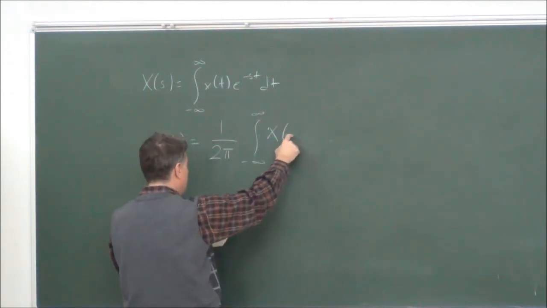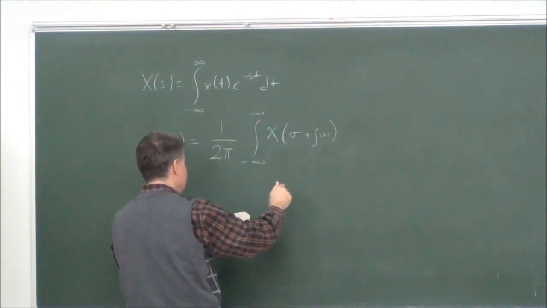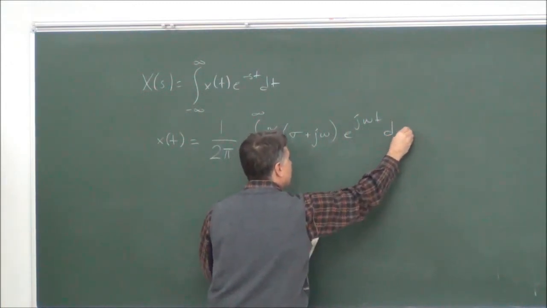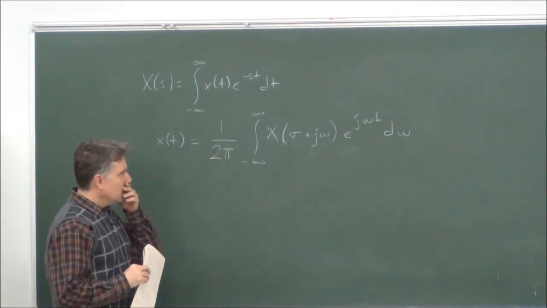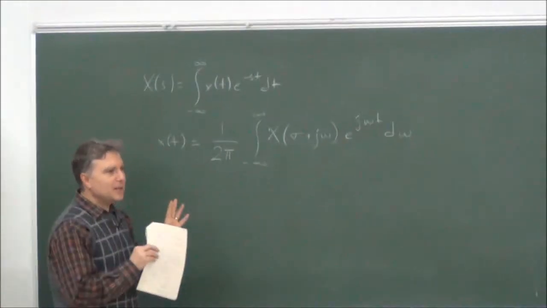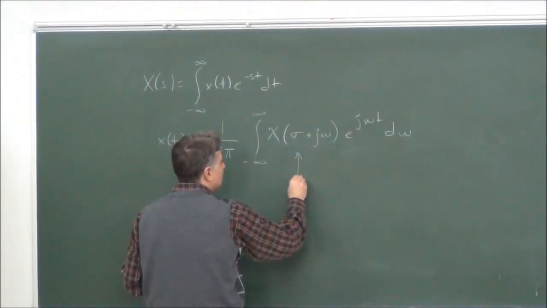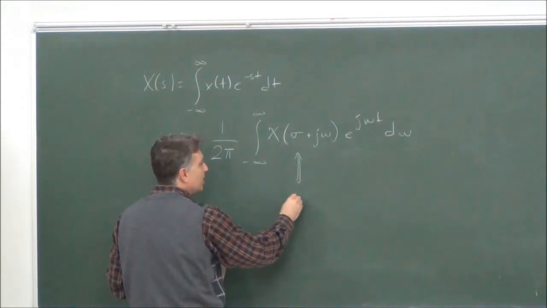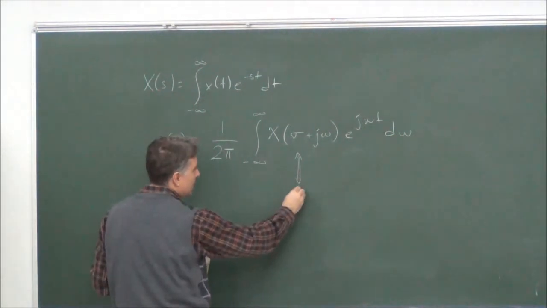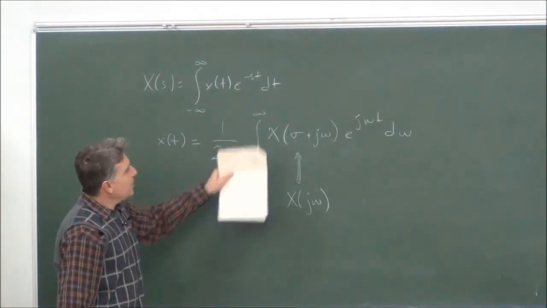like this. Here you need to write X of s, but I'm going to write it like this: sigma plus j omega and e to the j omega t d omega. Instead of ds, I'm writing it in terms of d omega. And this formula is the same as the inverse Fourier transform, almost, except that I'm not writing it as X of j omega, but as X of sigma plus j omega. So originally it was this, but now I'm writing it like this.